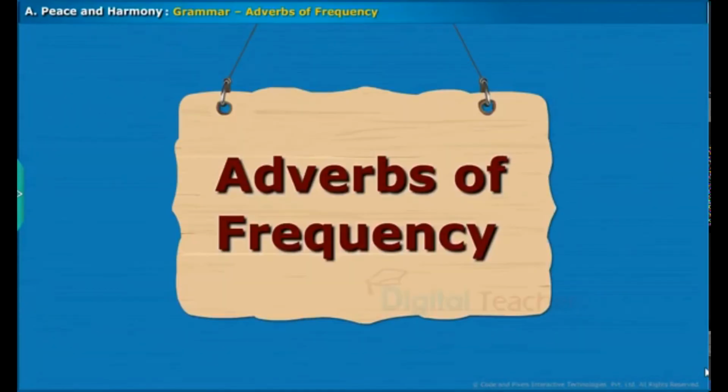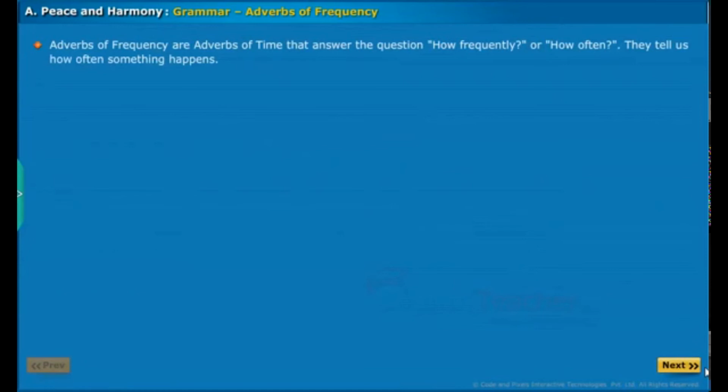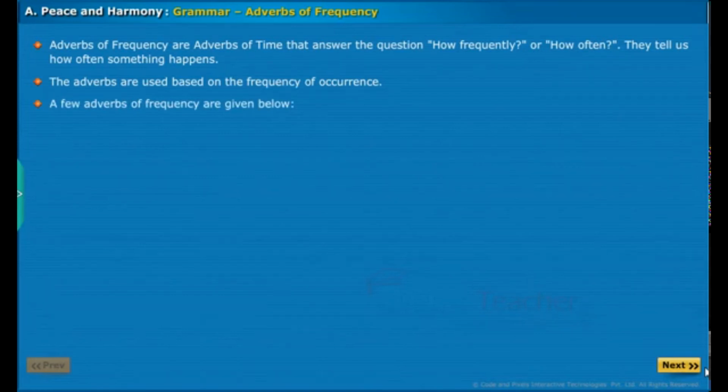In this section, we will learn about the adverbs of frequency. Adverbs of frequency are adverbs of time that answer the question, how frequently or how often. They tell us how often something happens. The adverbs are used based on the frequency of occurrence. A few adverbs of frequency are given below.